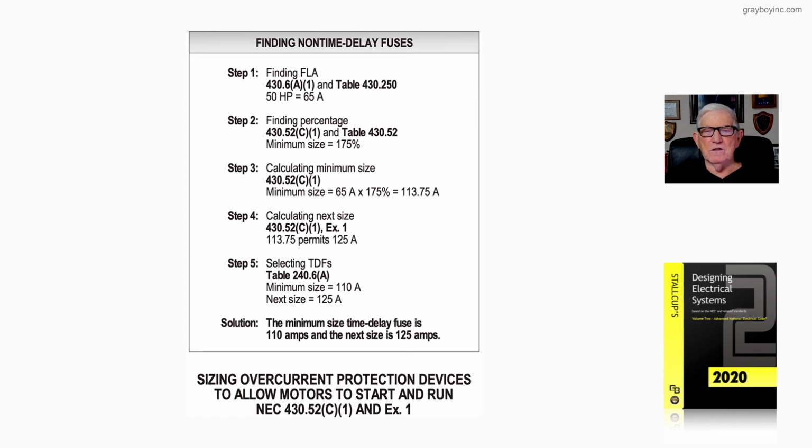So the solution is just saying, based upon the table, we'd use 110 amps or 125 amps, the round up or the round down size. And that's what this illustration is illustrating, is how to calculate a non-time delay fuse using table 430.250 and table 430.52 and section 430.52C1 or exception 1.